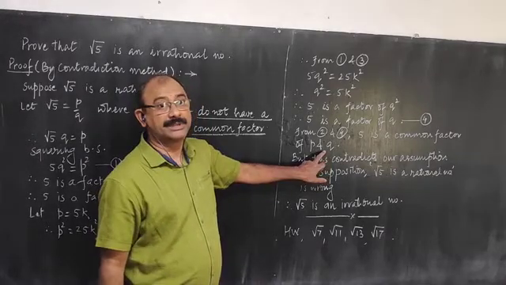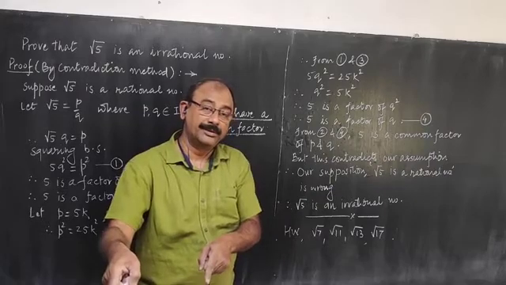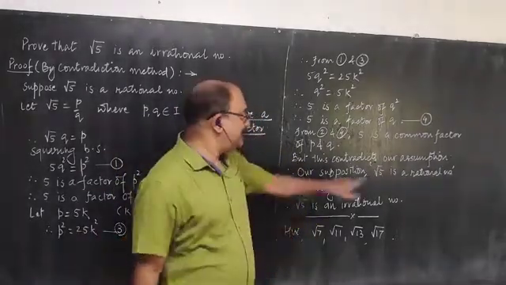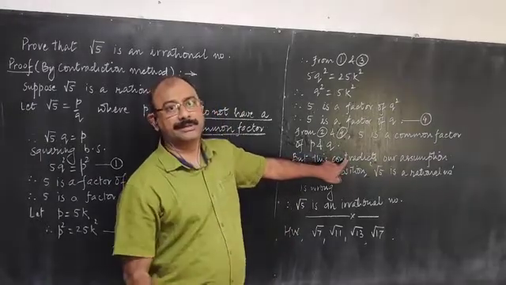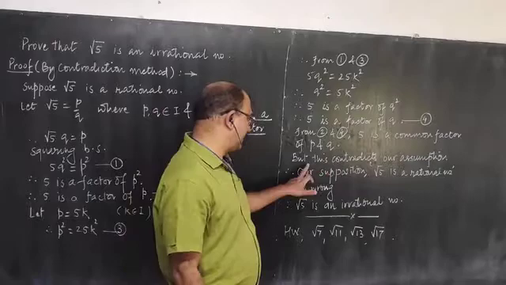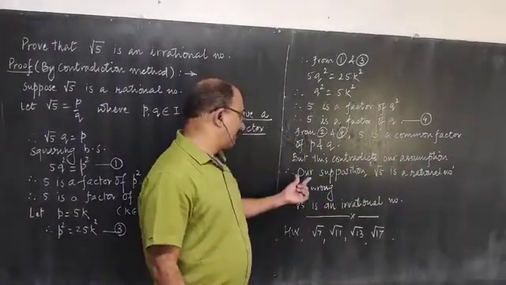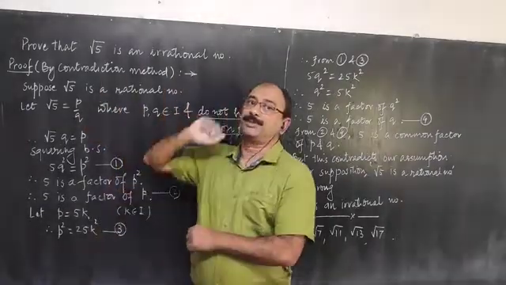What is the conclusion? That 5 is a common factor of p and q. And in the beginning you said that they do not have a common factor. That means you are getting a wrong conclusion. Why? Because this contradicts the assumption. Why are you getting the wrong conclusion? Because you started with the wrong supposition.